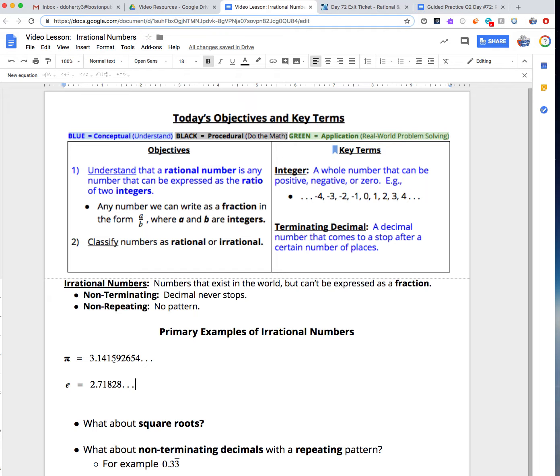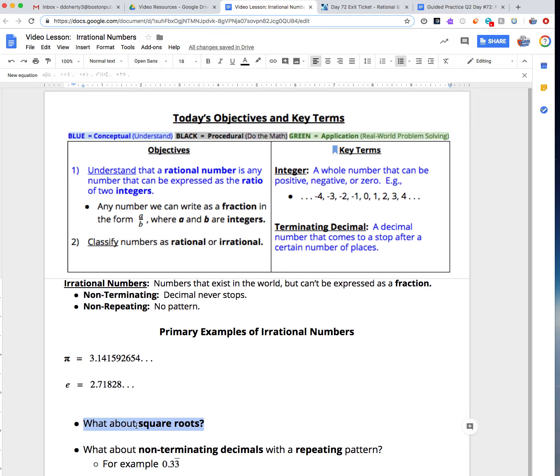E is another natural number that exists in the world. Pi comes from the circumference divided by the diameter. E will help you when you work with exponential functions. We'll talk about that more in 9th and 10th grade. But E exists naturally in the world. 2.71828 is an estimate for it, but this ellipsis tells me that the decimal keeps going.